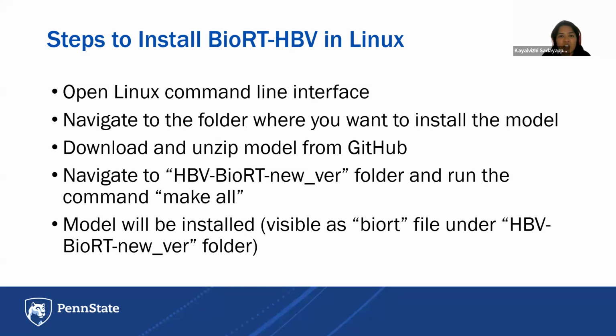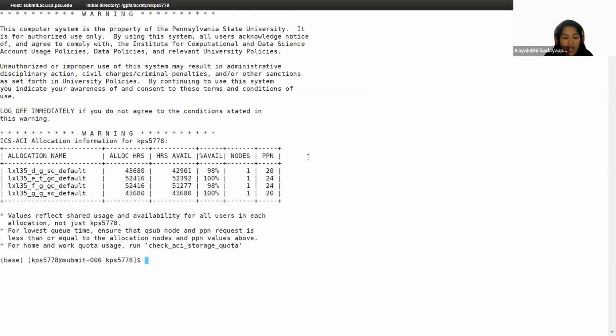So now I'll just show you my Linux command line interface and walk through all the steps that I talked about. So here is my command line interface. I'm going to go to the folder where I want to install BioRT-HBV model. So I'm going to install it in a folder called models. Currently, that folder is empty. So now I want to download my HBV BioRT model to this folder.